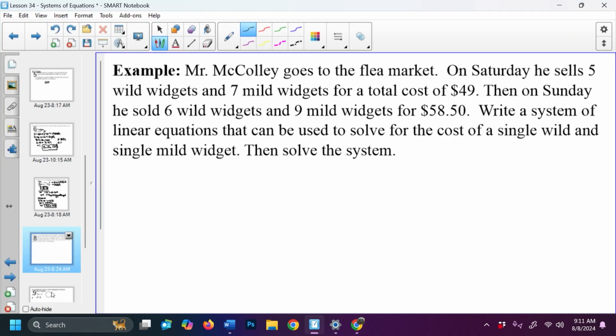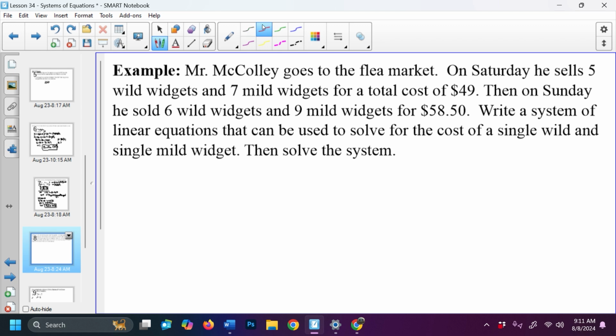All right, next example. Application problem. Mr. McCulley goes to a flea market. On Saturday, he sells 5 wild widgets and 7 mild widgets for a total of $49. Then, on Sunday, he sold 6 wild widgets and 9 mild widgets for $58.50. Write a system of linear equations that can be used to solve for the cost of a single wild widget and a single mild widget, then solve the system.